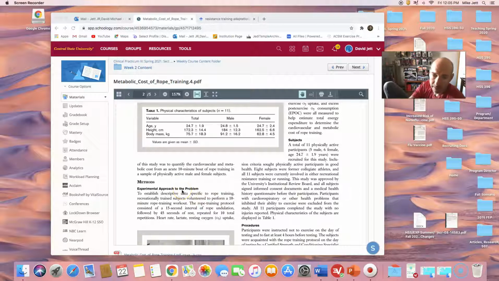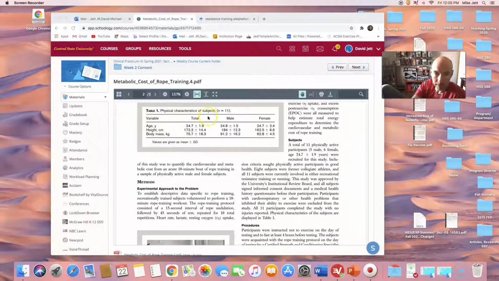Now often the methods, like I said, the methods is a recipe where if Professor Jett wanted to go to my lab at the University of Louisville and conduct this exact same study, the methods section should tell me exactly how to do it, okay? So a lot of times there are tables that show you subject characteristics, for example.